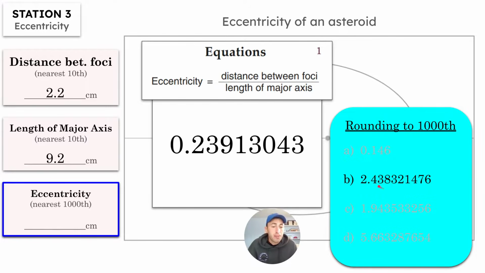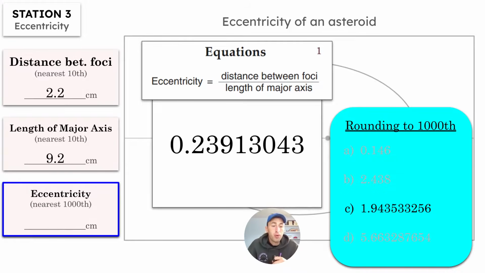You then have this example here, 2.438321476. Again, nearest thousandth, it's 3 places after the decimal, which is at the 8. And you see this number is a 3, which is less than 5. So therefore, this stays at 8. That's how you round down if it's less than 5. You round up if it's 5 or more.